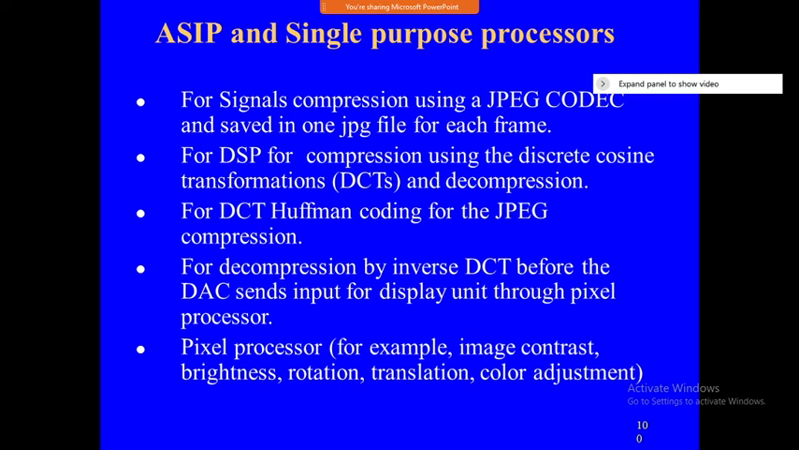The pixel processor handles, for example, image contrast, brightness, rotation, translation, and color adjustment. All these things will be done with this pixel processor.